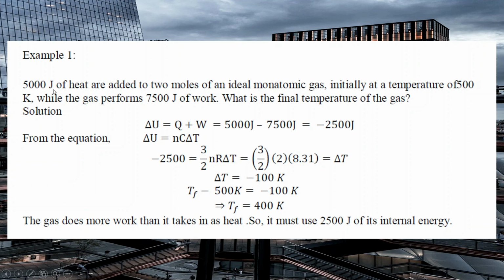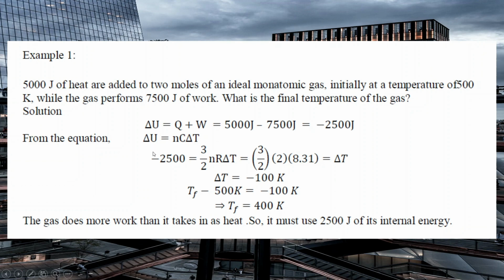The example says 5,000 joules of heat are added to 2 moles of an ideal monatomic gas initially at a temperature of 500 Kelvin, while the gas performs 7,500 joules of work. What is the final temperature of the gas? So you need to consider the change in internal energy is equal to Q plus the work done. We know that the heat supplied is 5,000 joules, and the gas performs this much work. So we need to subtract, and finally get minus 2,500.